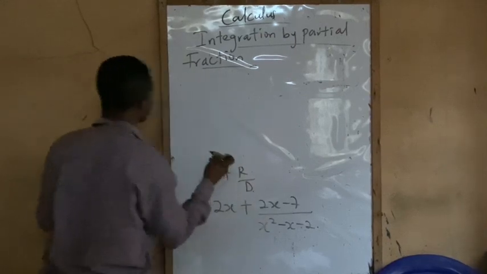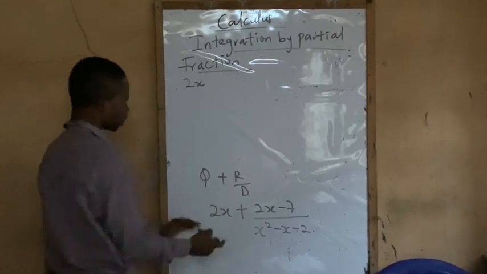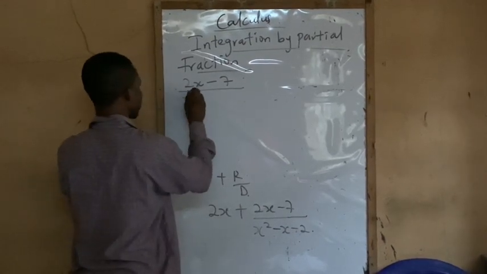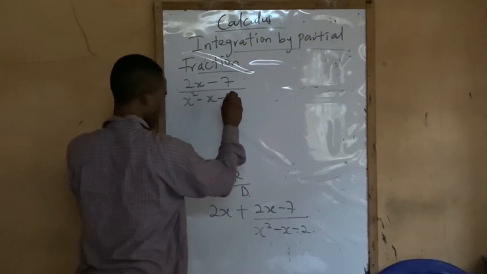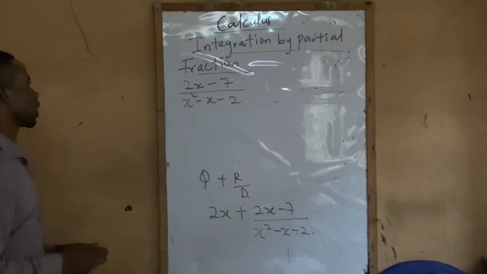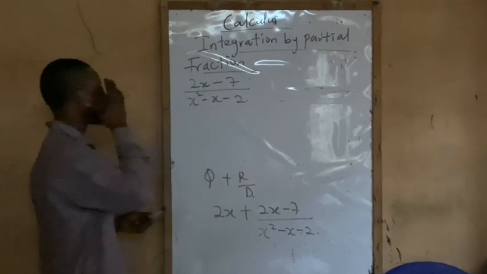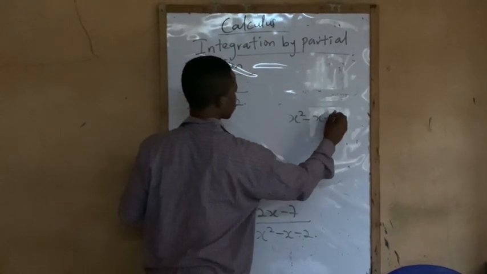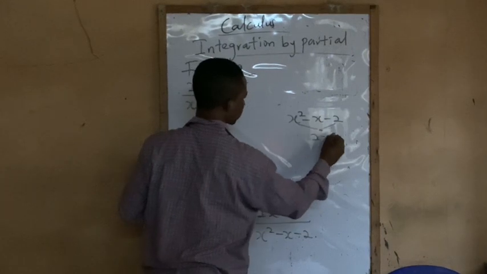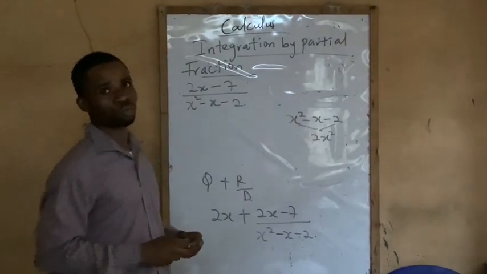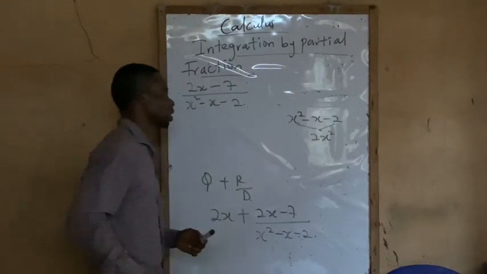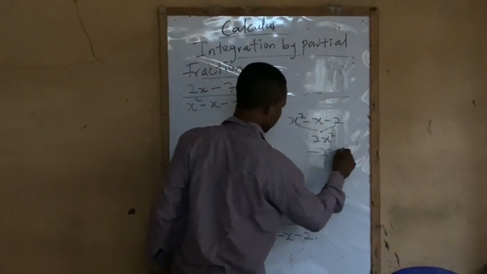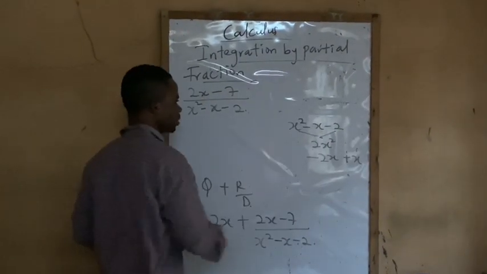Now, let me start working on this. You can just leave the 2x off for now. Minus 7 all over x squared minus x minus 2. Now, can we factorize this quadratic expression, x squared minus x minus 2? What are the two numbers that, when you multiply them, give you this, and when you add them, give you this? So that will be minus 2x plus x. Minus 2x plus x. So I multiply these two together.